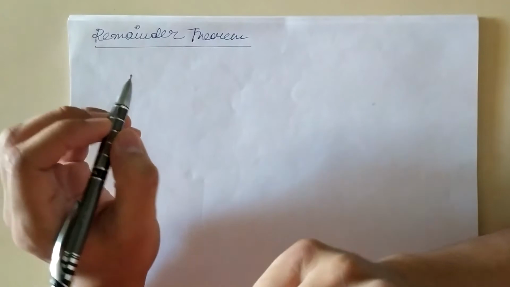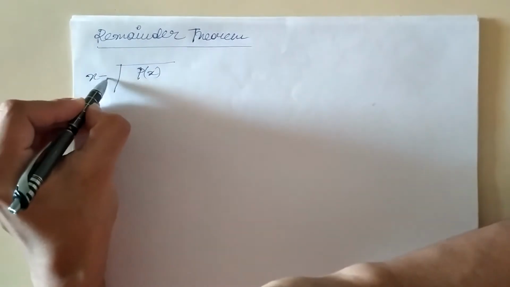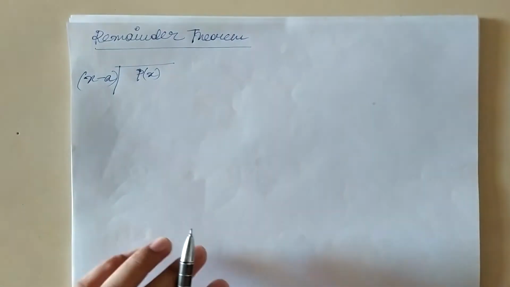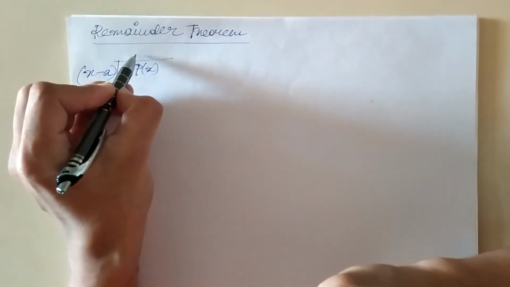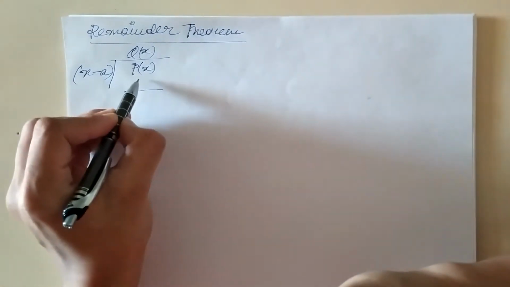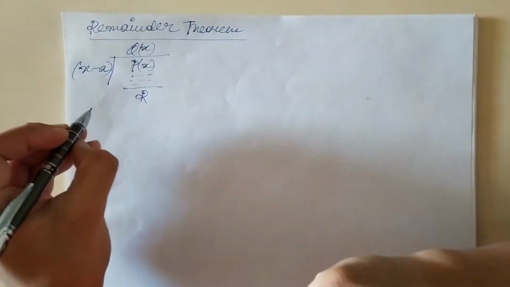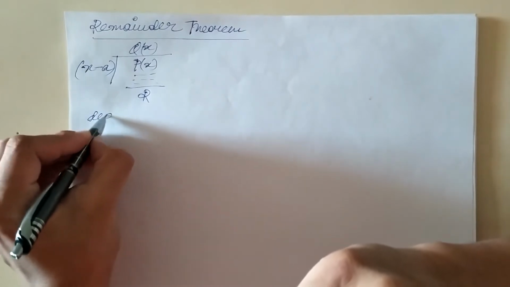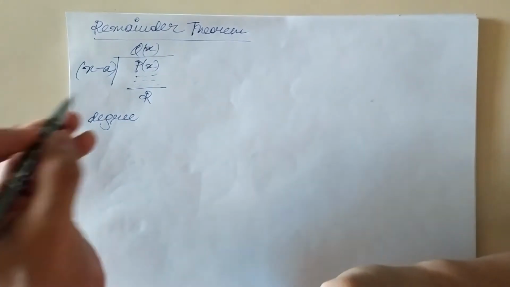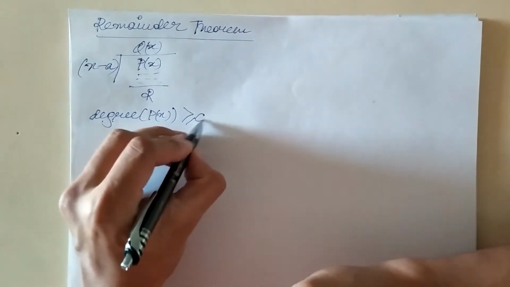So in remainder theorem, suppose p(x) be a given polynomial and it is divided by x minus a, and assume that the quotient on dividing is q(x) and the remainder on doing all the calculations here is finally r. And obviously degree of p(x) is greater than or equal to 1.